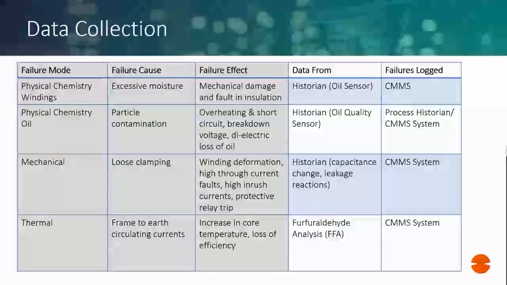So let me ask you a question about data availability. It's a multiple choice, so you can provide multiple inputs in this question. So what data do you have available for starting a condition-based or predictive maintenance program on your current assets?